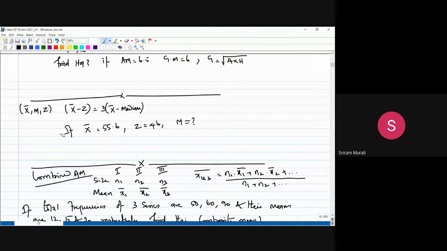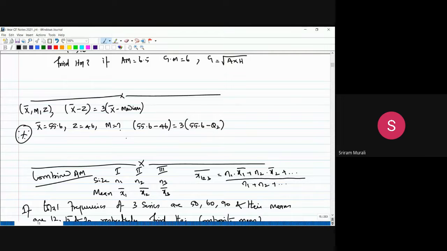You are given the mean as 55.6. If mean is 55.6, mode is 46, then what is median or second quartile? They ask in exam for 2 mark. A question can be manipulated. So what is mean? 55.6 minus mode 46 is equal to 3 times of mean minus median. So simplify and tell me what is median.